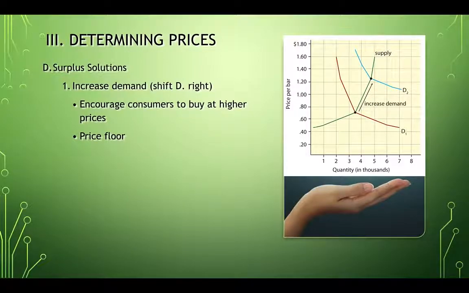The other thing you can do is a price floor. Now, price floor is where you are going to create a minimum price at which that item can be sold. So for example, if I want to sell these candy bars at $1.25, and I were to get the government to create a price floor for all candy bars at $1.25. Therefore, we are going to increase demand because they cannot find candy bars for cheaper than $1.25.